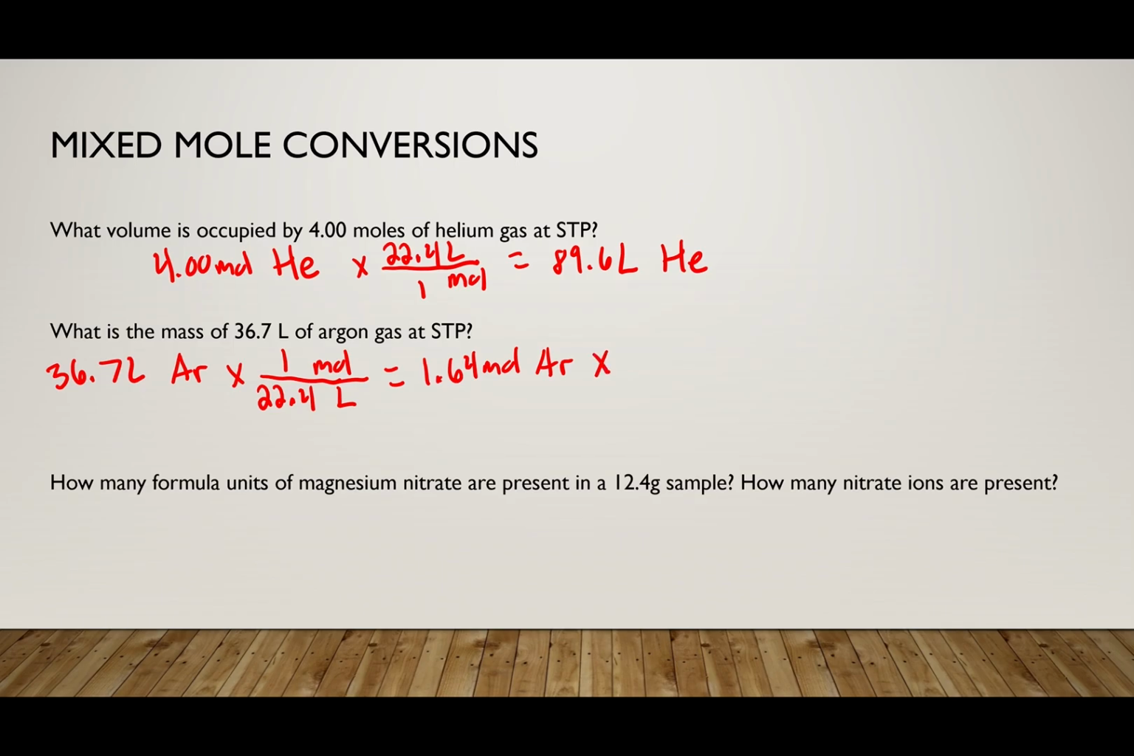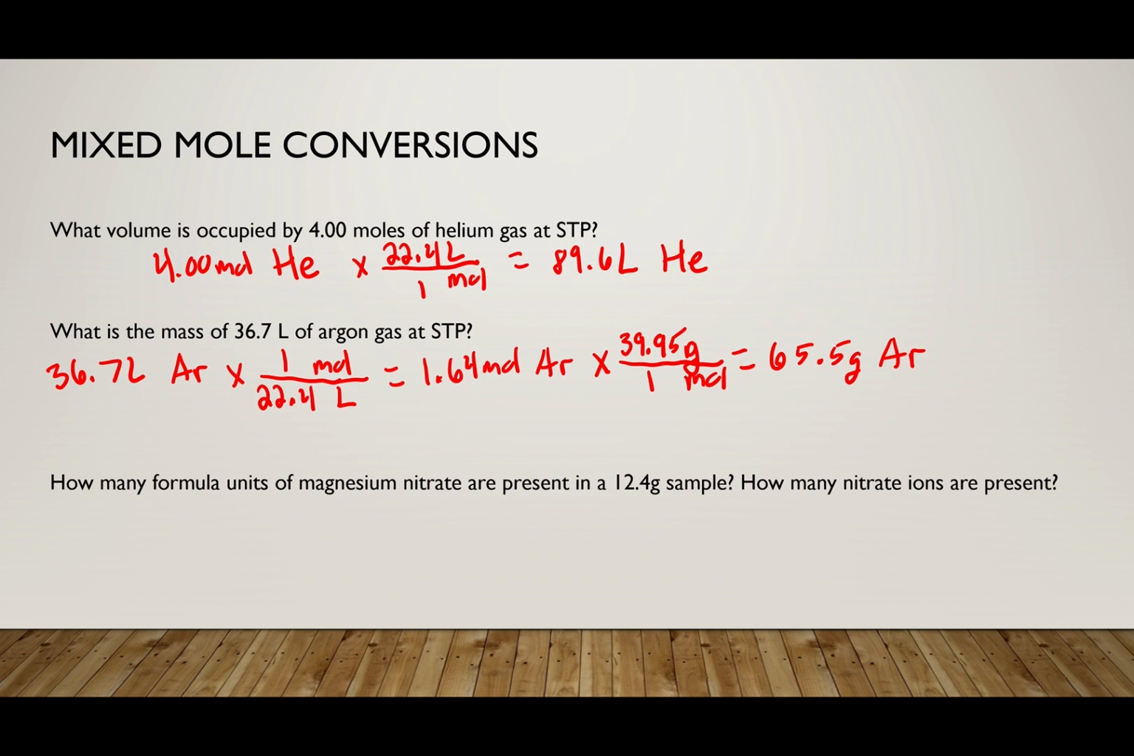We then take that and multiply, looking for mass, having moles already, and now that we're dealing with grams and moles, we want to go back to our molar mass. Here, we would just look at the periodic table for the molar mass of argon. There are 39.95 grams for every 1 mole, and we find that this is equivalent to 65.5 grams of argon. So 36.7 liters of argon would have a mass of 65.5 grams.